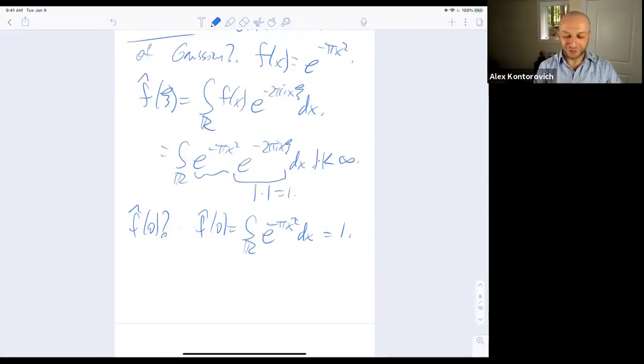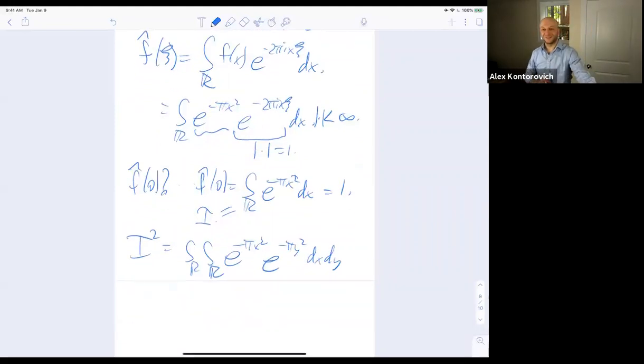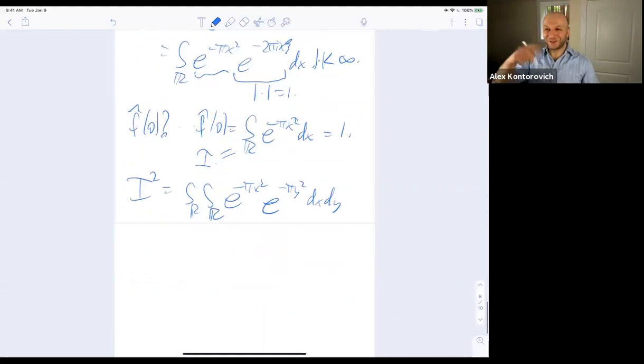Okay, so let's call this integral I. So what is I squared? I'll just open up and use 2 dummy variables. E to the minus pi x squared, e to the minus pi y squared, dx dy. What does pi have to do with the Gaussian? If I didn't put the pi there, it'd be e to the minus x squared. What in the world does pi have to do with, the circumference of a circle? Are you mad? Yeah, exactly.